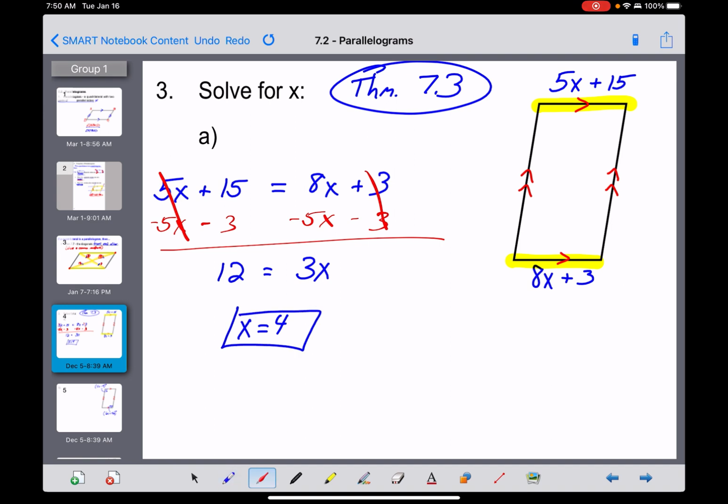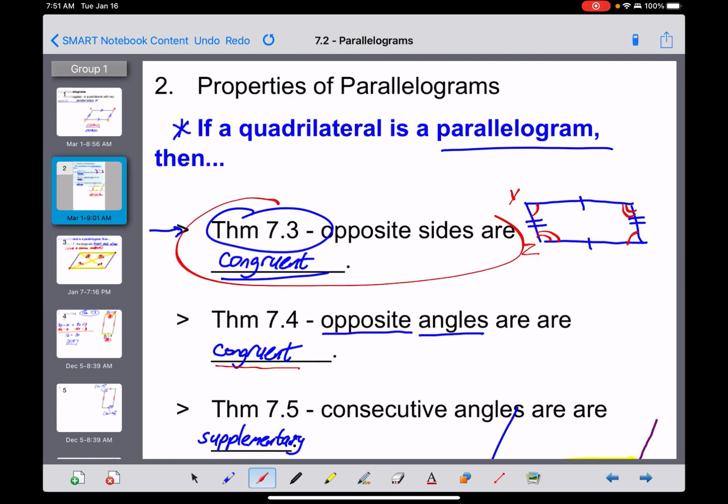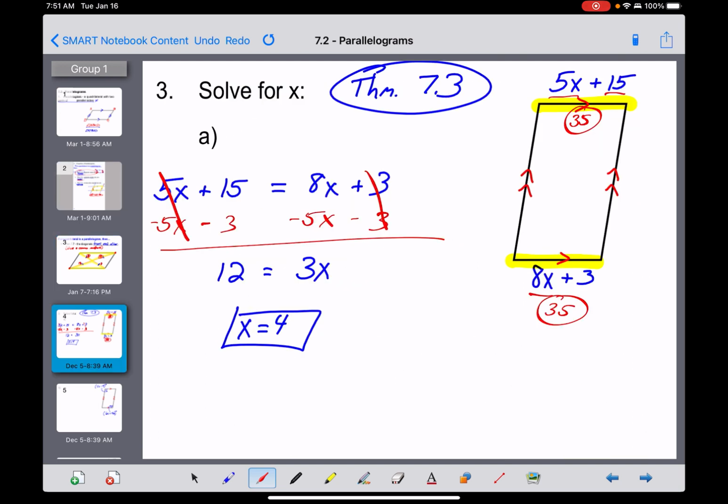And if I really wanted to make sure we had this right, let's plug that 4 back in there, guys. 8 times 4 is 32, plus 3 is going to get us 35 for the length of the bottom side. And up on top, we should see the same thing. 5 times 4 is 20, and 20 plus 15 is 35 as well. So again, Theorem 7.3 tells me here, guys, that opposite sides in a parallelogram must be congruent, and that's what this one seems to suggest. So, feel pretty confident about our answer there.